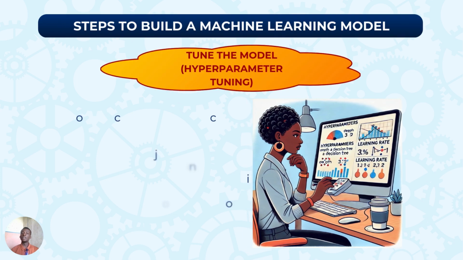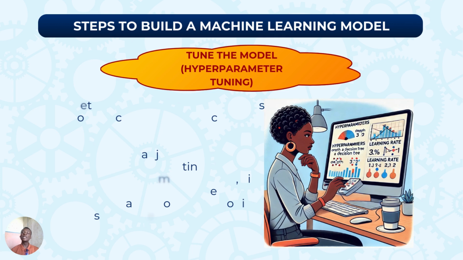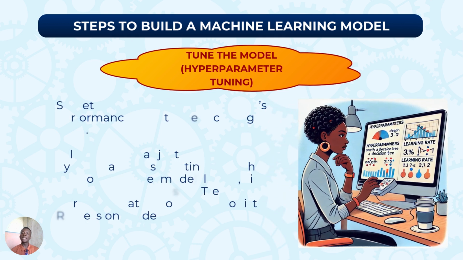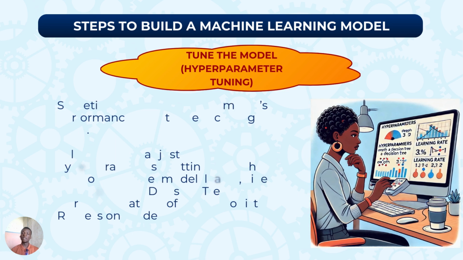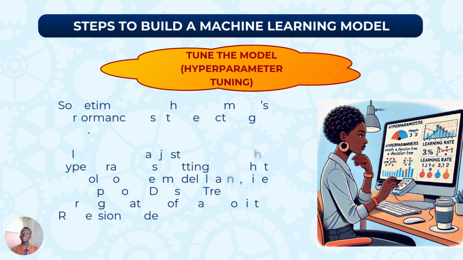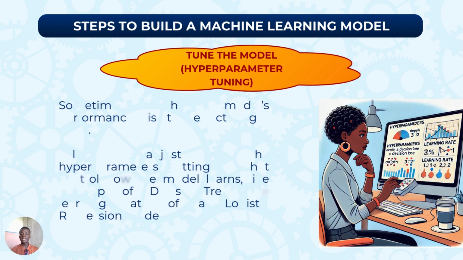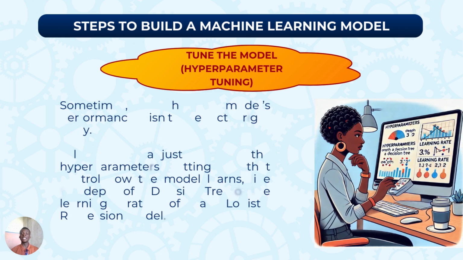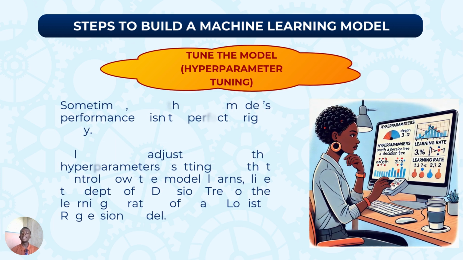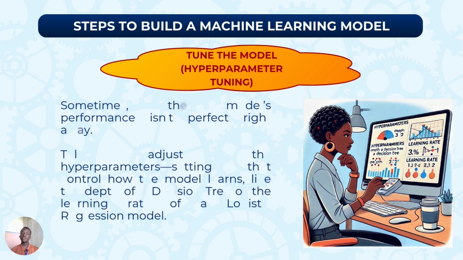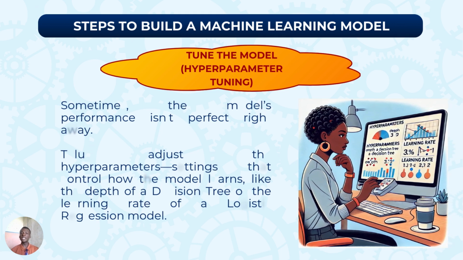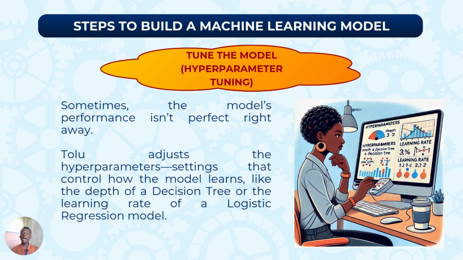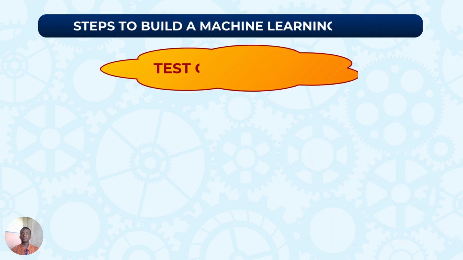Sometimes, the model's performance isn't perfect right away. That's where hyperparameter tuning comes in. Tolu adjusts the parameters, which are called hyperparameters. They are settings that control how the model learns, like the depth of a decision tree or the learning rate of a logistic regression model. Small tweaks here can lead to big improvements in how well the model performs.